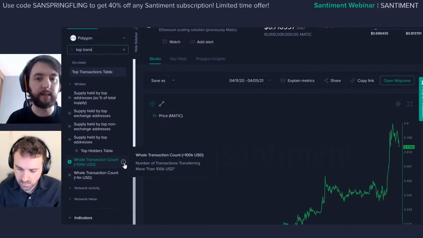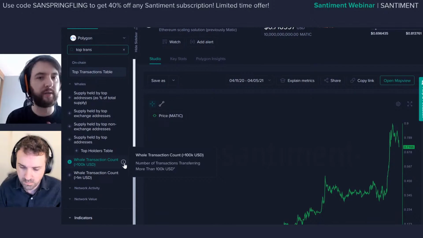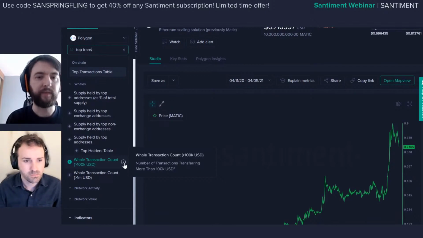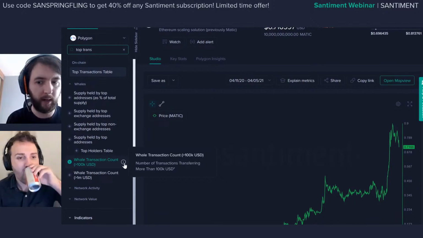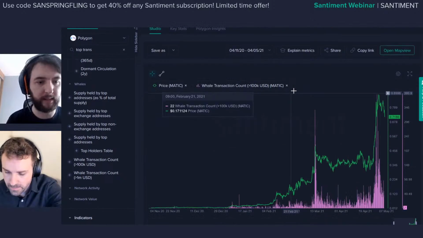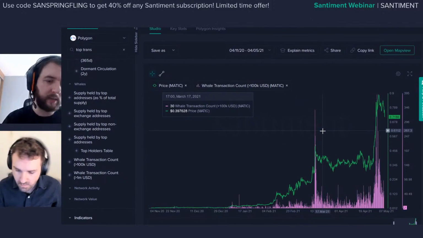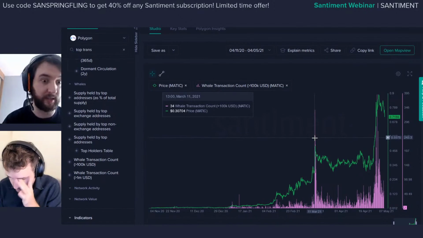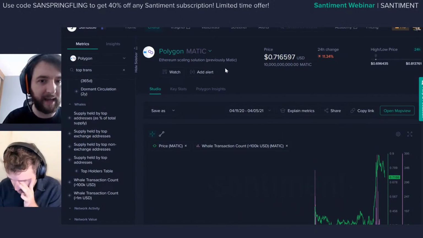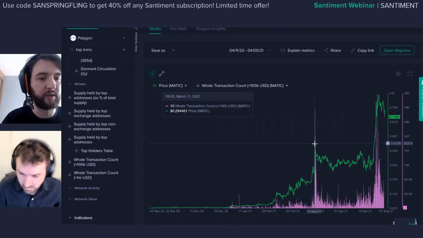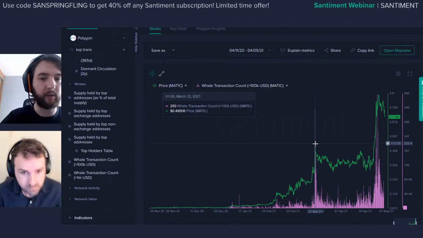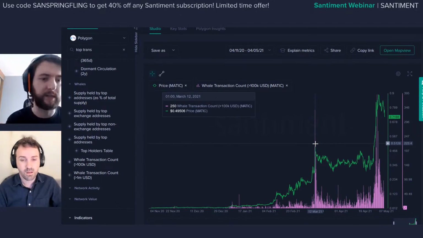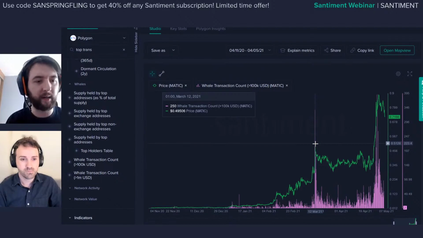Essentially it tracks the number of on-chain transactions on a daily basis that are transferring more than $100,000 worth of a particular coin, right? When I select it here, I'm going to see the amount of transactions happening on the chain for, in this case, Matic, that are worth more than $100,000. For example, here on March 12th, I can see that there were around 250 different transactions of more than $100,000 worth of Matic coins on the Ethereum network, right?